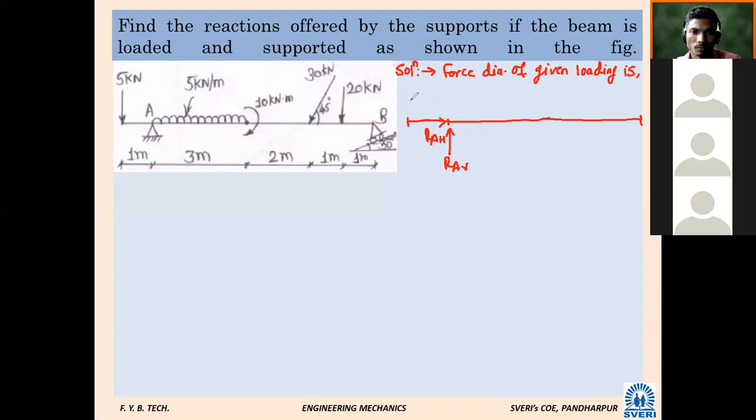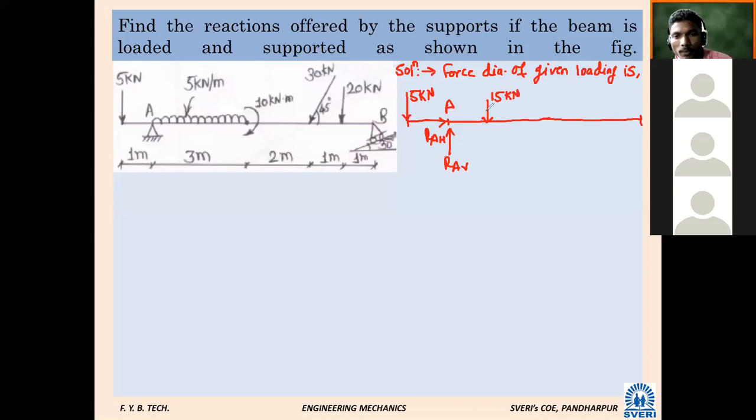Here a load is there. How much is it? 5 kilonewton. What will be the intensity of the UDL? If I want to convert it into a point load, the equivalent point load, what will it be? EPL for 5 kilonewton per meter is 15 kilonewton. How? 5 into 3. Since it is 5 per meter, for 3 meters it will be 15.